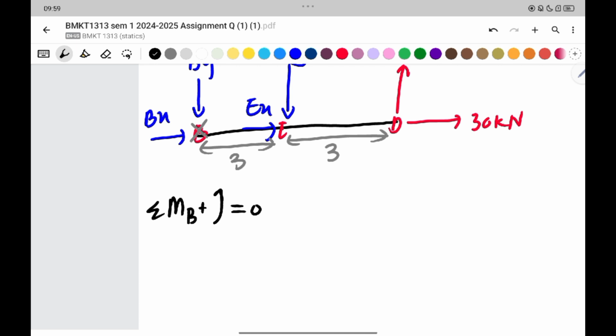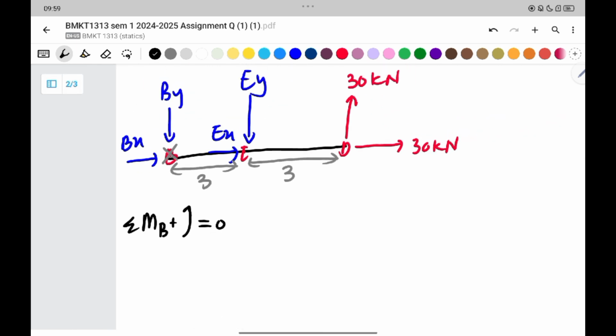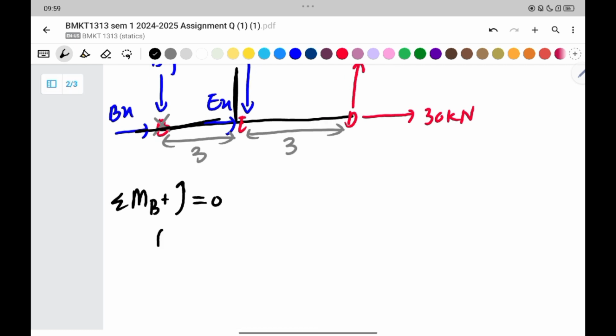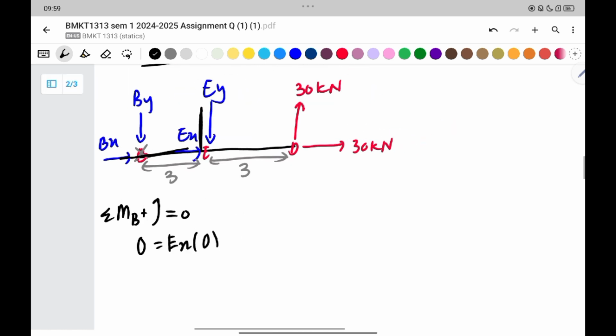So we have the value for EX. But we know that EX is acting along the x-axis. The value we need is from the y-axis, but it lies exactly at BX. So EX's moment value is 0. The same goes for this value. It's acting along the x-axis, so the value we need is from the y-axis, and the value is 0.